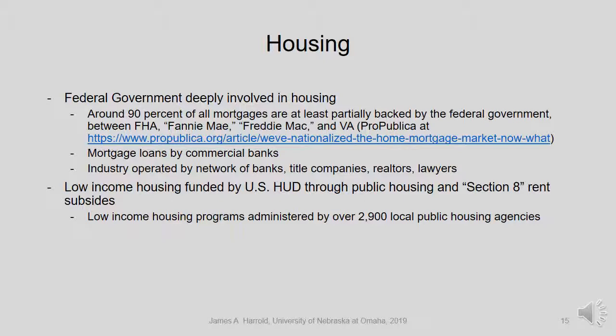Mortgage loans are made by commercial banks, right? We know that. But many of those banks probably wouldn't lend the money if those loans weren't guaranteed. And the industry itself is operated by this network of banks, title companies, realtors, lawyers. We know that, right? But that network, would it exist without the involvement of the federal government? You can take that argument both ways. People could say, well, why doesn't the federal government just extricate itself from the market altogether, and maybe the market would find more of an equilibrium. And I wouldn't argue with that.